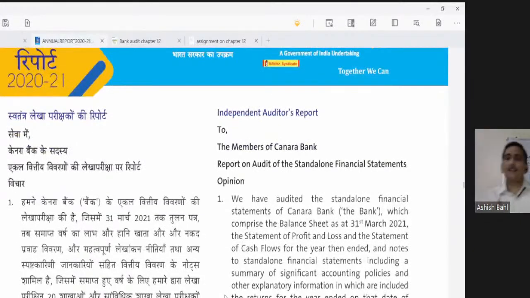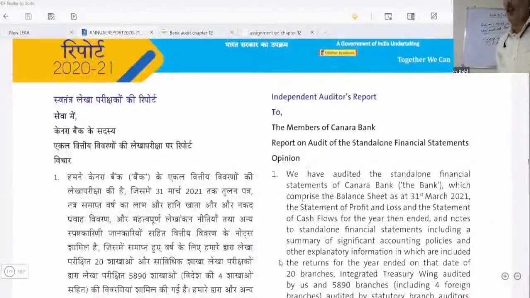So is the screen visible to you guys? Let me know whether the screen is visible to you or not.